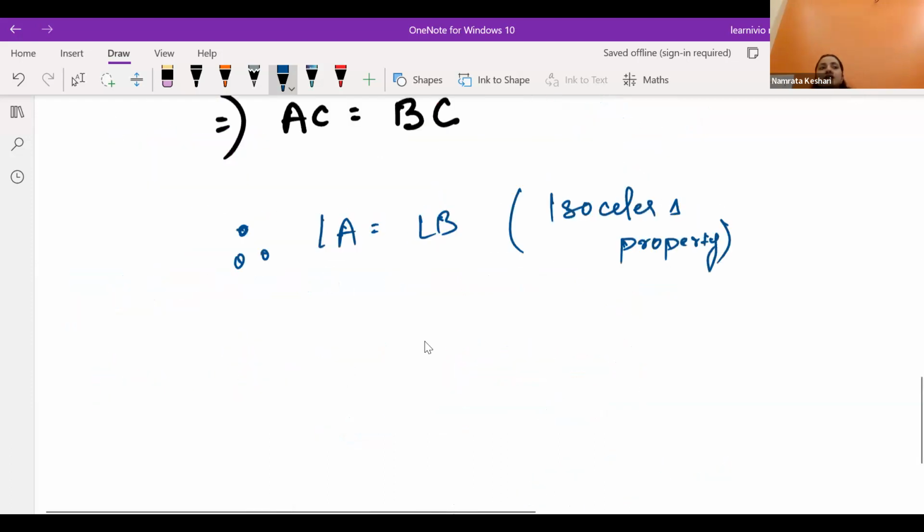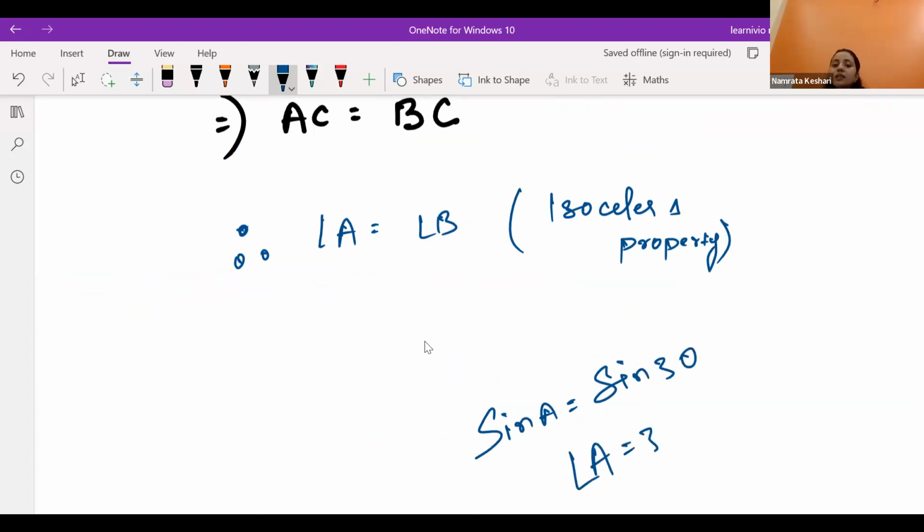Now, after solving a few more questions, you will see that every time we will take it the same by ourselves only. If sine A is equal to sine 30, then we will say angle A is 30 degrees. Okay? So, let's continue.